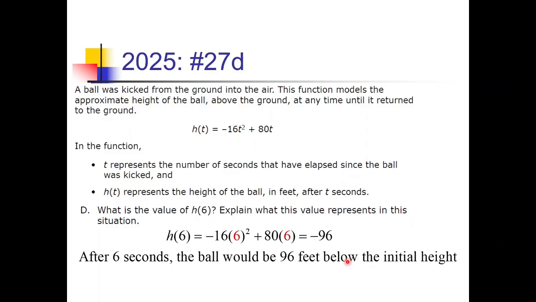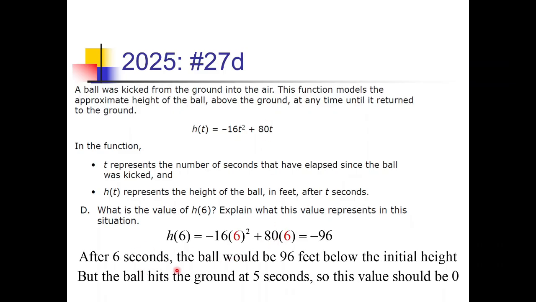So this would be especially relevant if, say, we kicked the ball off a building. Then height 0 you could think of as the ground you're standing on top of the building, and then 96 feet below is 96 feet falling down that building. But they said that we were on the ground here. So since the ball hits the ground at 5 seconds, and we established that in part C, any value after that, including this value, really should be 0 if this is truly following a real-life phenomenon. The ball is not going to burrow 96 feet into the ground.